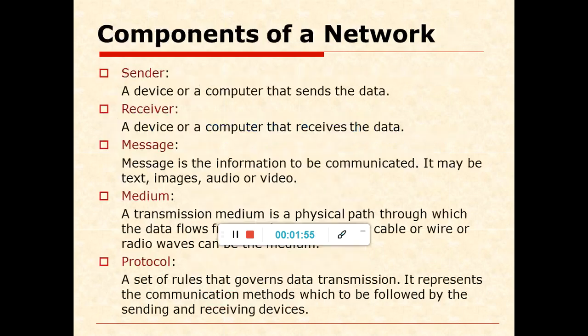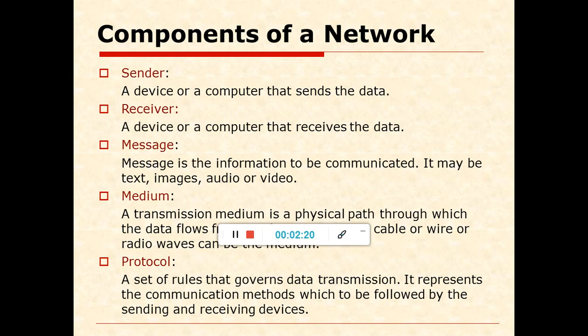Okay. The next one is components of a network. So, what are the components needed for forming a network? So, there are 5 components. First one is a sender. What is sender? A device or a computer or system that sends the data.